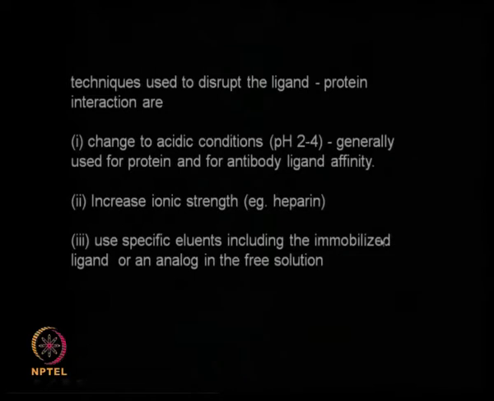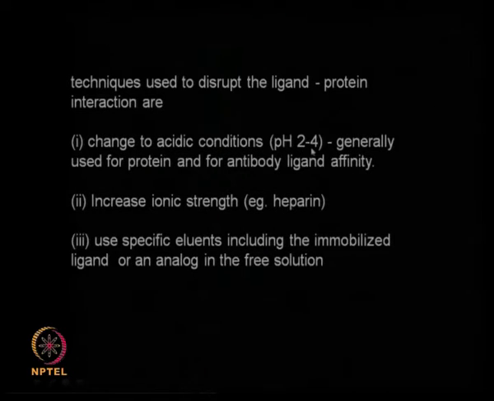So once you have captured these proteins or viruses, now how do you disrupt this ligand protein interaction, because you need to reactivate the column. How do you do that? We can change to acidic conditions, like we can bring down the pH to 2 to 4. So generally this type of approach is used if you want to separate protein and antibody ligand affinity. We can increase the ionic strength. For example, in the case of heparin, by increasing the ionic strength, heparin which is bound can be liberated.